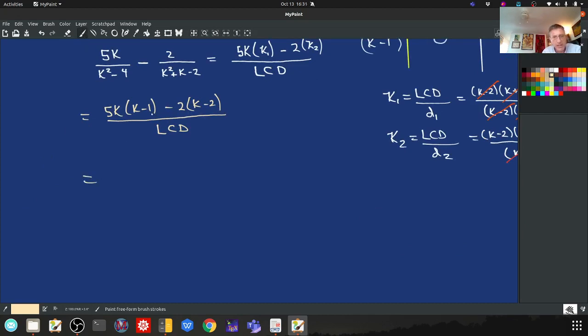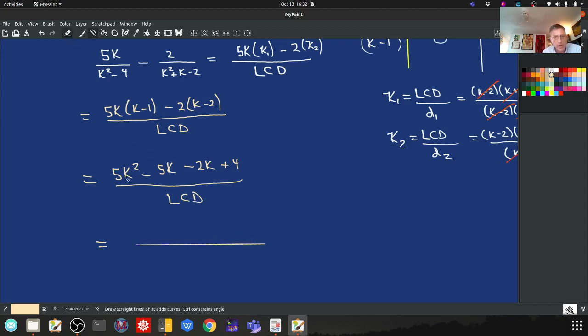So 5k times k minus 1 is 5k squared minus 5k, minus 2 times k is minus 2k. Minus 2 times minus 2 is plus 4, all over my LCD. So the only thing I have to do now is simplify my top part.